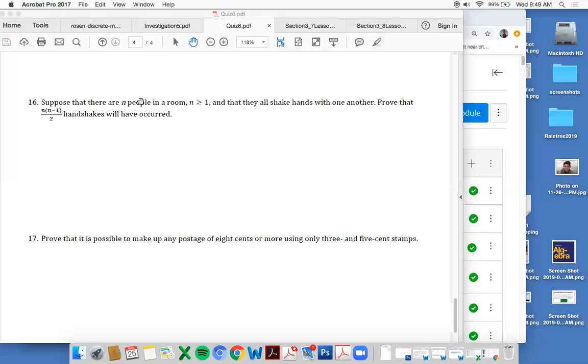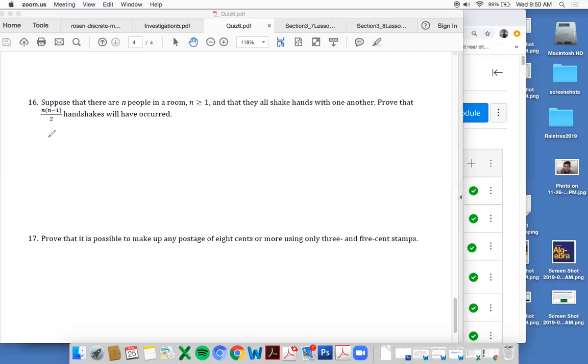So number 16 is sort of a problem that we've seen before a couple of times. There are n people in the room, n is bigger than or equal to 1, so at least one person. And they all shake hands with one another. Prove that n times (n minus 1) over 2 handshakes will have occurred.